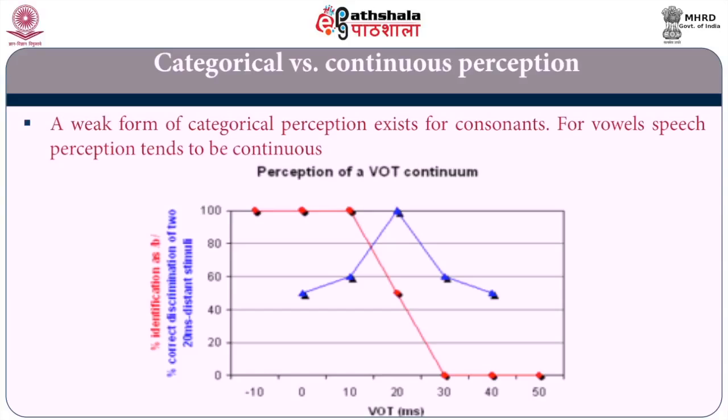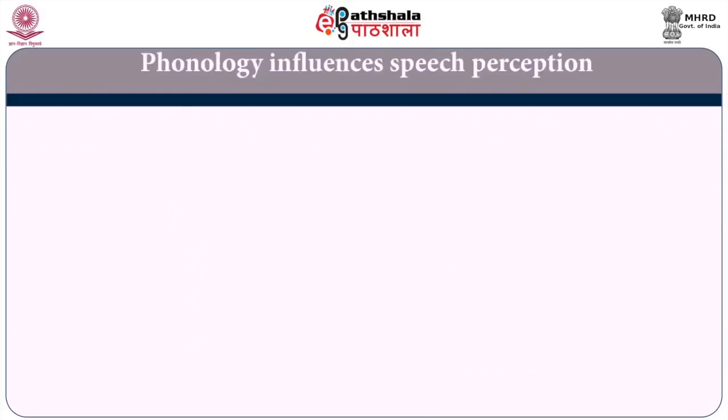So, this weak form of categorical perception exists for all consonants, but vowels are classified not categorically, but a little more continuously. So, when you talk about speech perception, there is continuous speech perception, which mostly applies to vowels, and categorical speech perception, which applies to consonants, and categorical speech perception is not universal. The acoustic information required to categorize sounds varies from language to language.